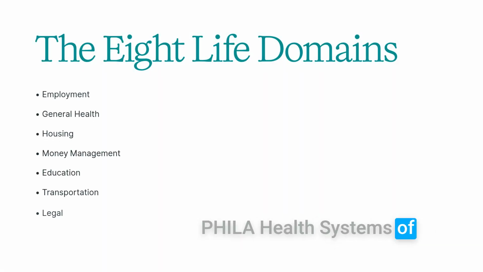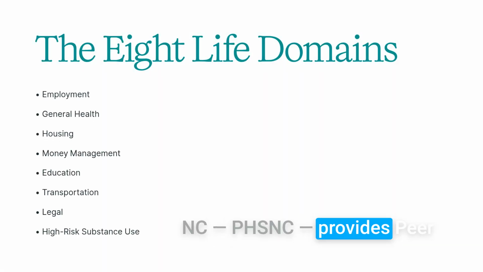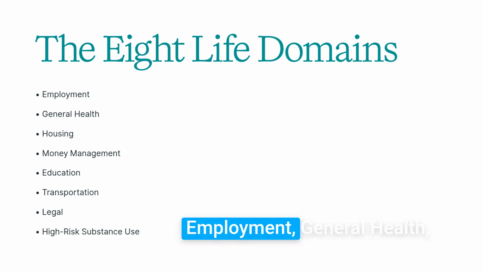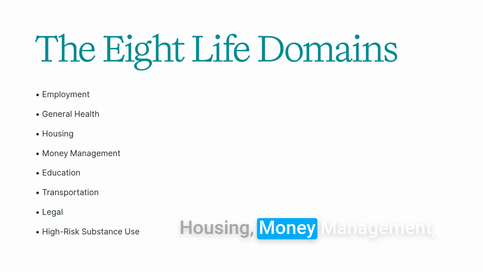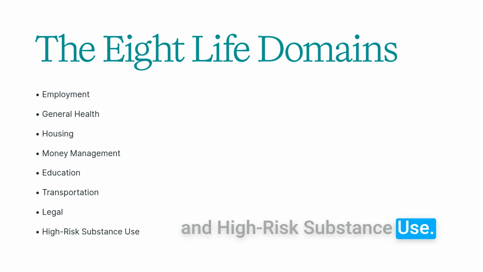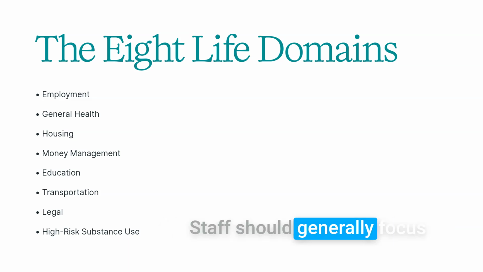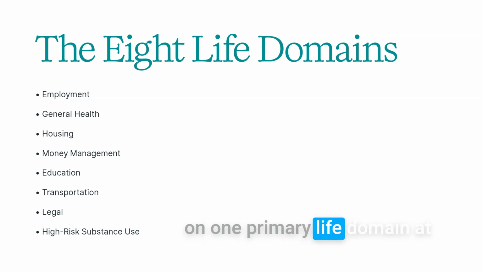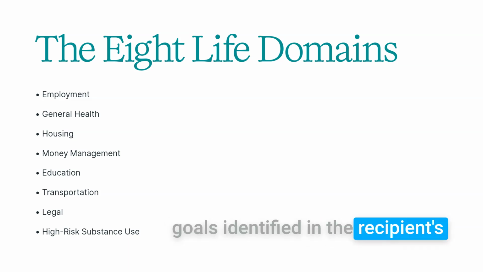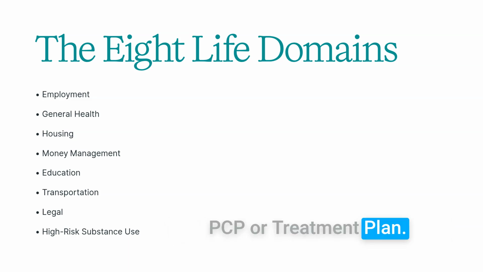Fila Health Systems of NC, PHSNC, provides peer support services organized around 8 primary life domains: employment, general health, housing, money management, education, transportation, legal, and high-risk substance use. Staff should generally focus on one primary life domain at a time through the goal or goals identified in the recipient's PCP or treatment plan.